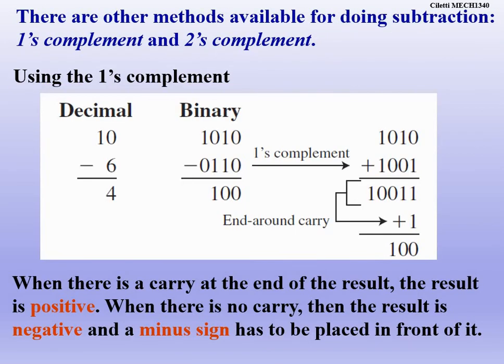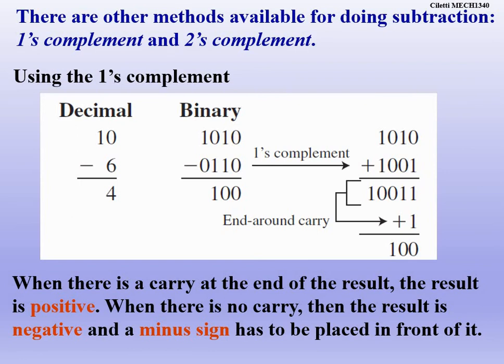Okay, so I'm going to skip forward just a little bit so that we understand how to do this. When we add and subtract, here is the ones complement method. For us, if we have decimal 10 minus 6, we know the answer is 4. Well, our binary for 10 is 1010, and 6 is 0110.